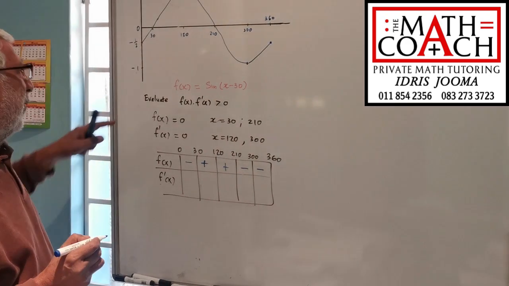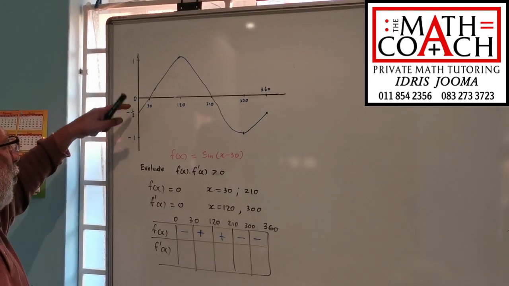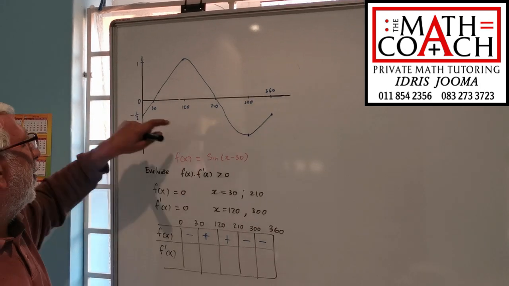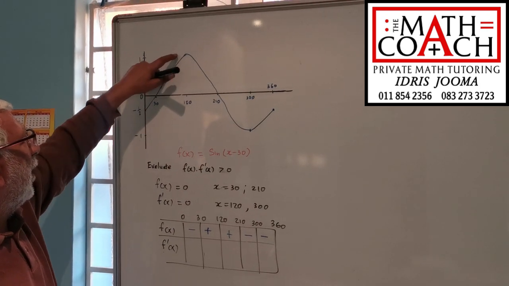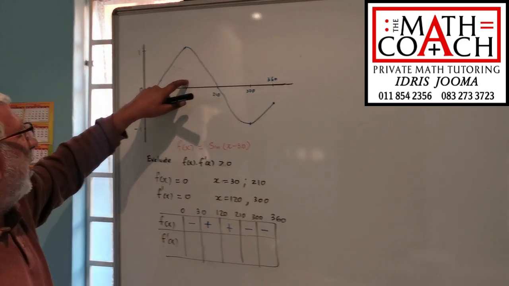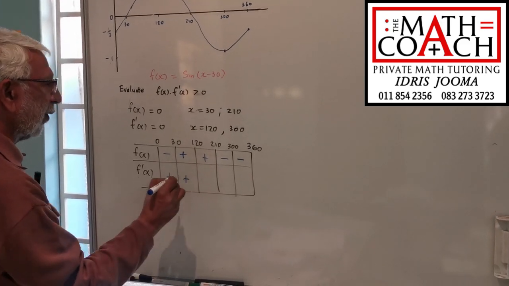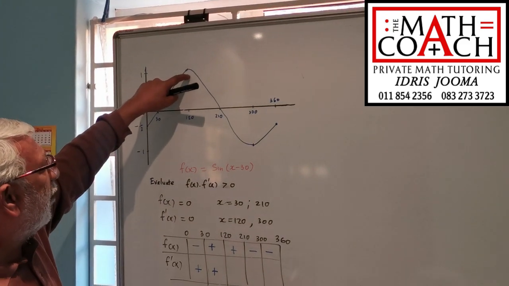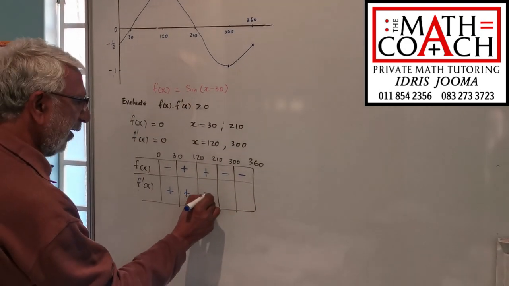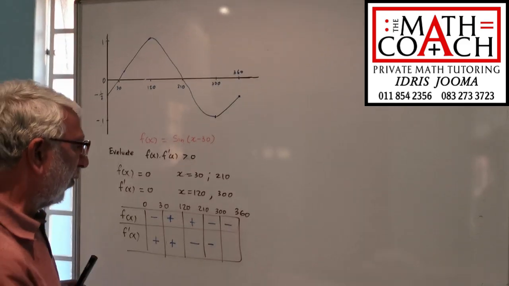Now for the last part, to figure out the derivative, you imagine yourself as an ant walking on the graph from left to right. As soon as you're going uphill, you are increasing. So we are increasing between 0 and 120. From 120 to 300, you're going downhill, so you are decreasing. And between 300 and 360, you are increasing.